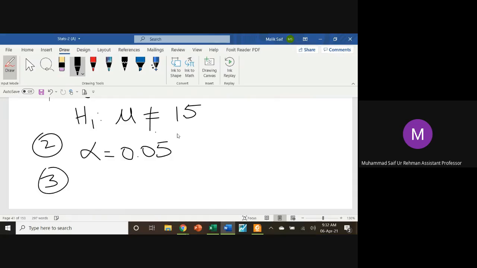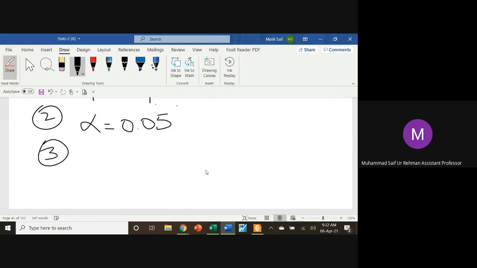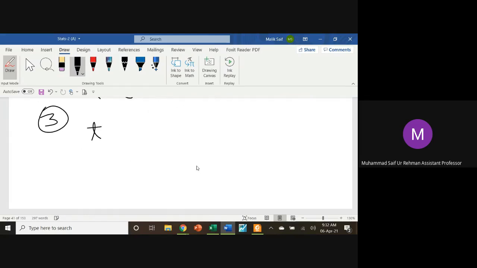Then there comes step 3. And in step 3, you will write down the test statistic. Again, that formula, x bar minus mu divided by s divided by square root n. So you will leave it over here.